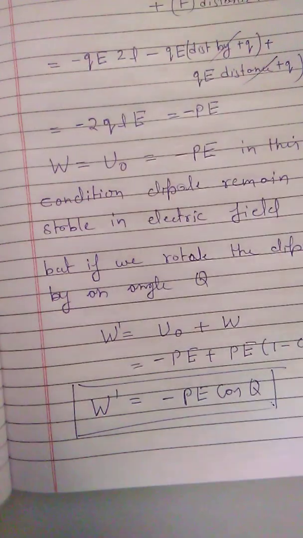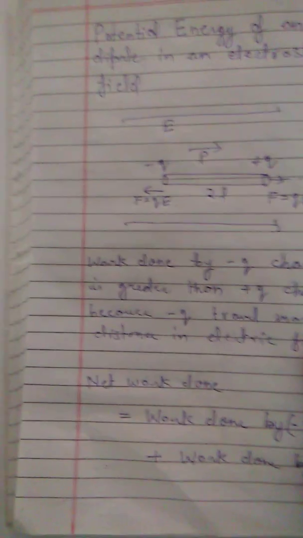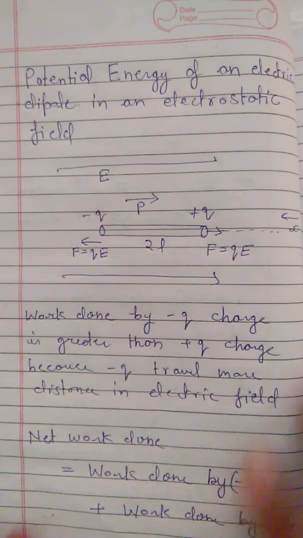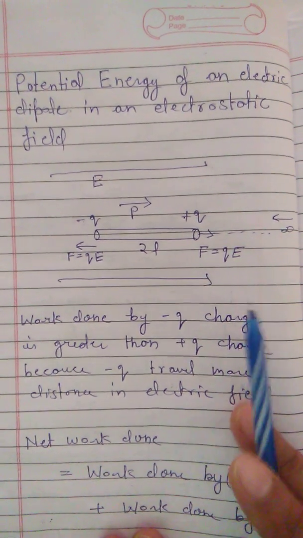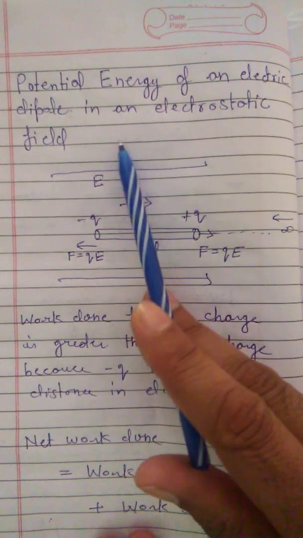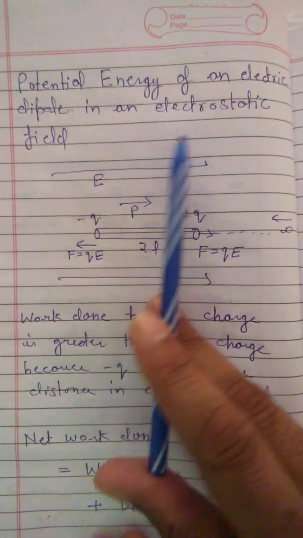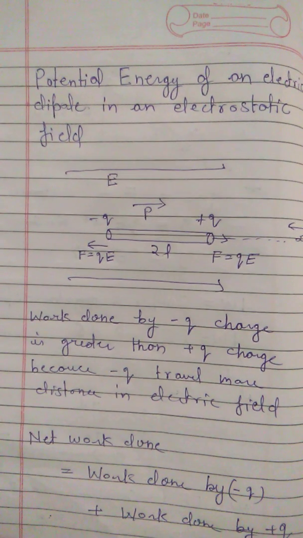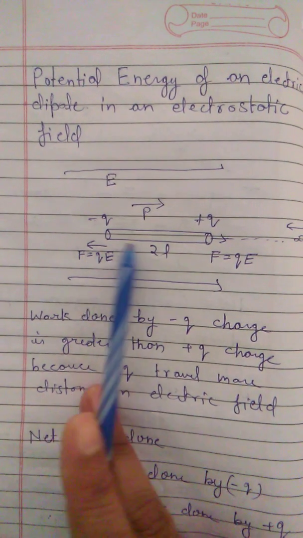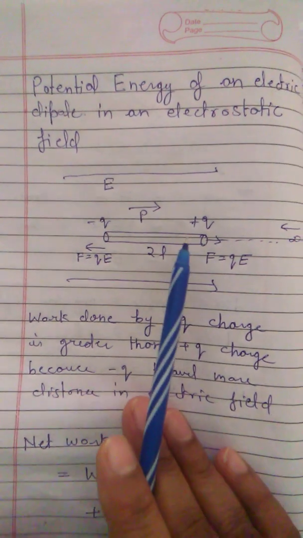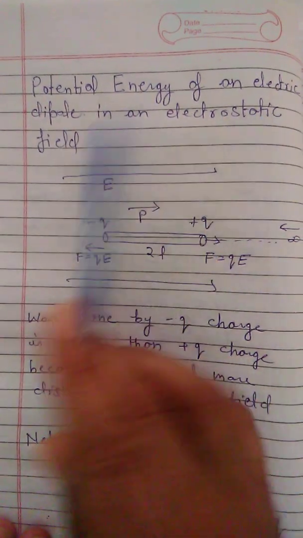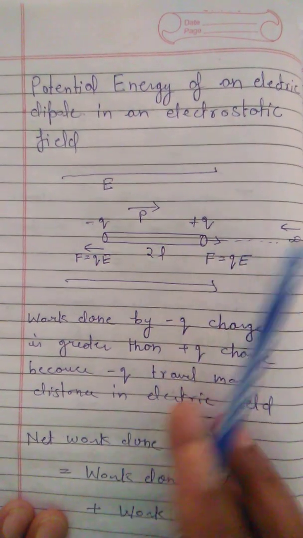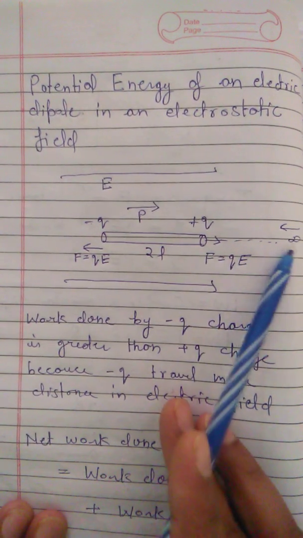Now coming to the next derivation. Let us find out the potential energy of an electric dipole in the electrostatic field, or simply an electric field. Remember, we have to calculate the potential energy of an electric dipole. This dipole is kept at infinity, and we are bringing this dipole inside the electric field.